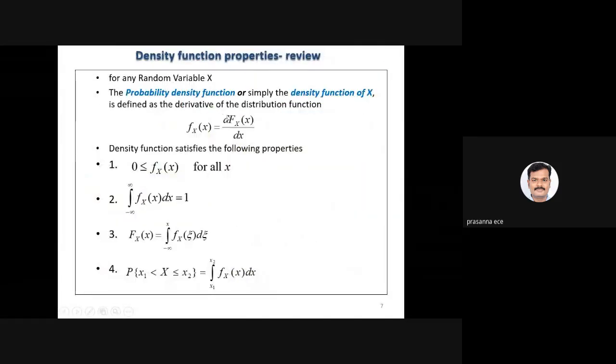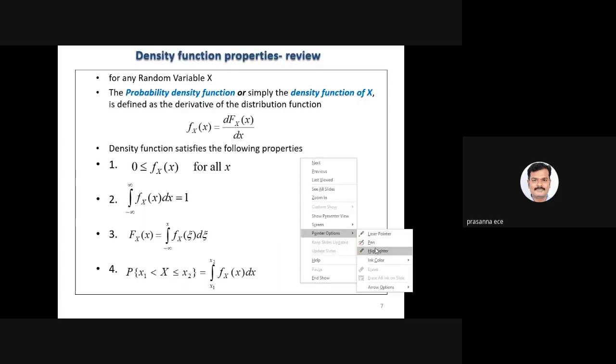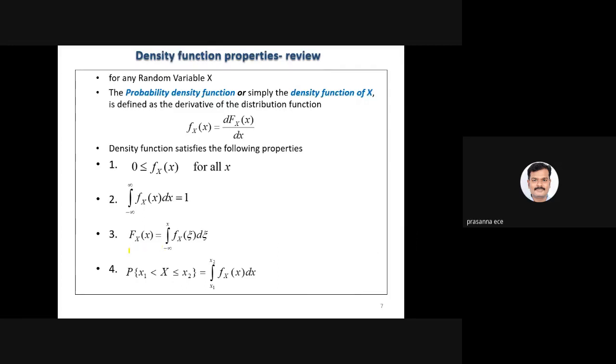This again is the review of the properties of the density function. As you can see, the density function is nothing but the derivative of the distribution function. The third property states that the distribution function can be obtained as the running integral of the density function. We also know that the integral of the density is equal to 1, and the density is always greater than 0. If we want to find the probability of the random variable lying between two limits, we have to integrate the density between those two limits.